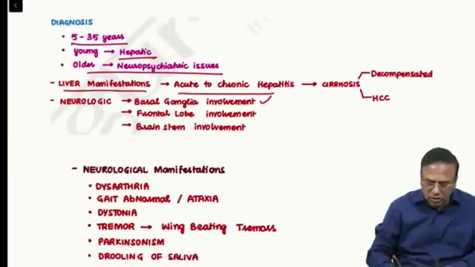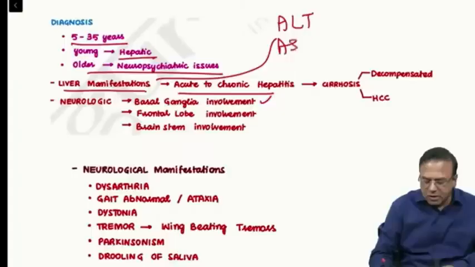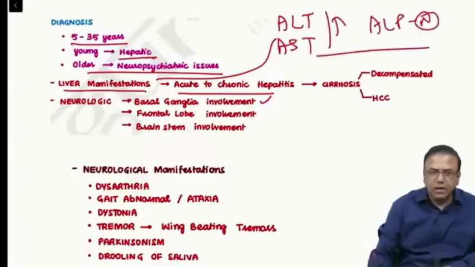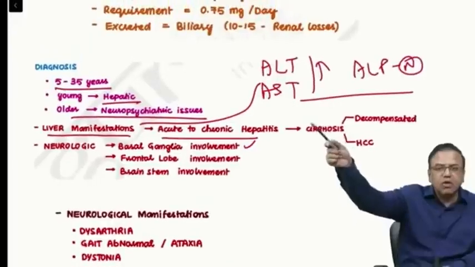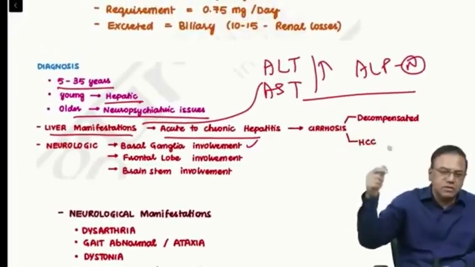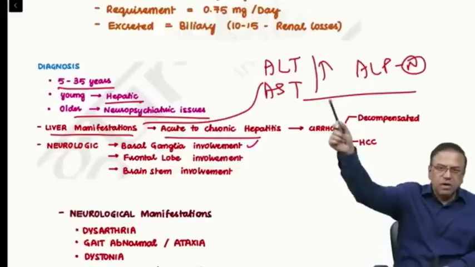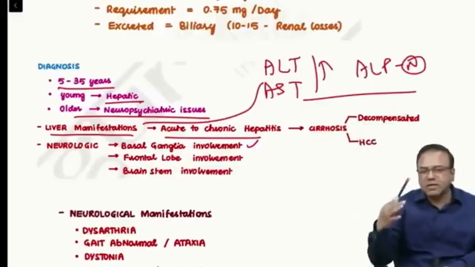The biggest clue that you have Wilson's disease is that the ALT and AST levels will be in the thousands, very, very high. Surprisingly, alkaline phosphatase may be normal. This peculiar scenario where AST and ALT alone are rising without alkaline phosphatase will tell you it is Wilson's. It will be very high, but alkaline phosphatase is almost normal. That's a special feature of Wilson's.